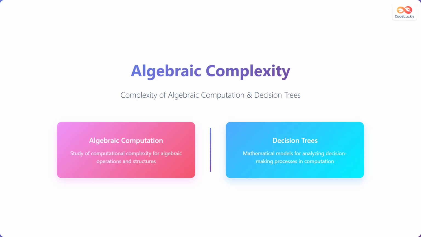Welcome to the introduction of algebraic complexity. In this module, we will explore the complexity of algebraic computation and decision trees. Algebraic complexity is a field that studies the computational resources required to solve algebraic problems. We will also look at decision trees, which are mathematical models used for analyzing decision-making processes in computation.